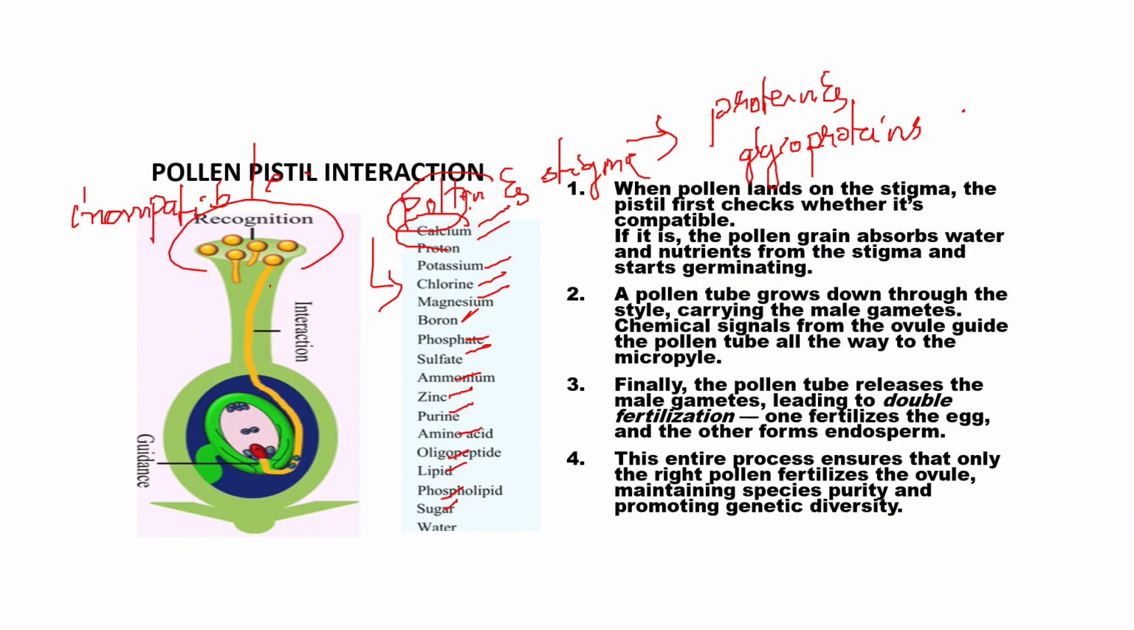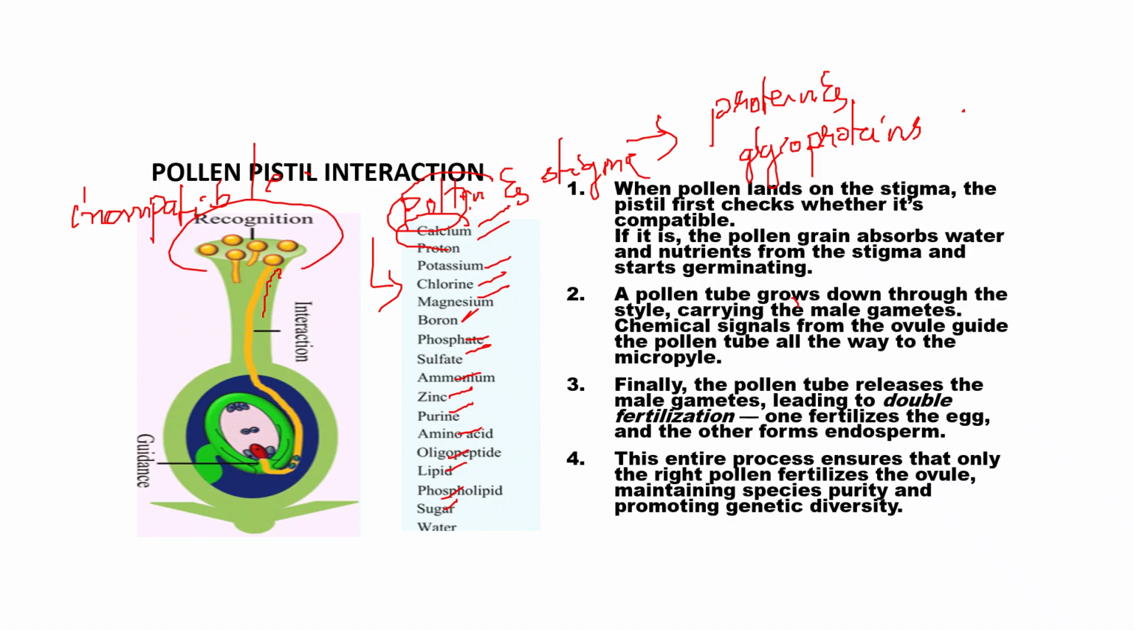In compatible pollen, the stigma secretes the nutrients that help pollen grains to germinate, and the pollen tube emerges from the germ pore. So that is only during the compatible stage, and then they reach which region? Then they reach the stylar region.